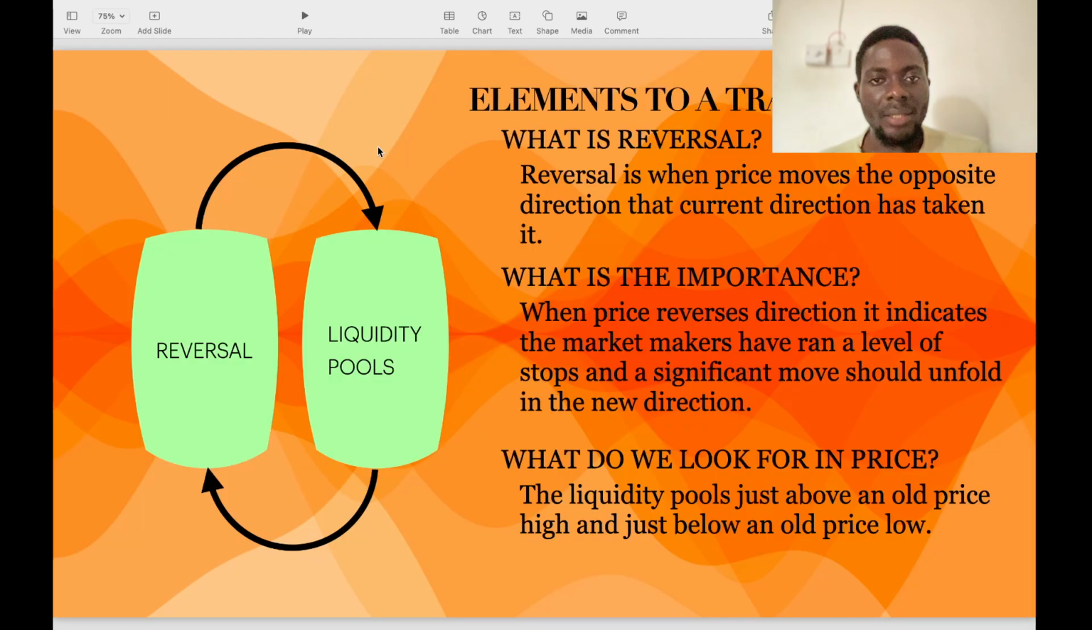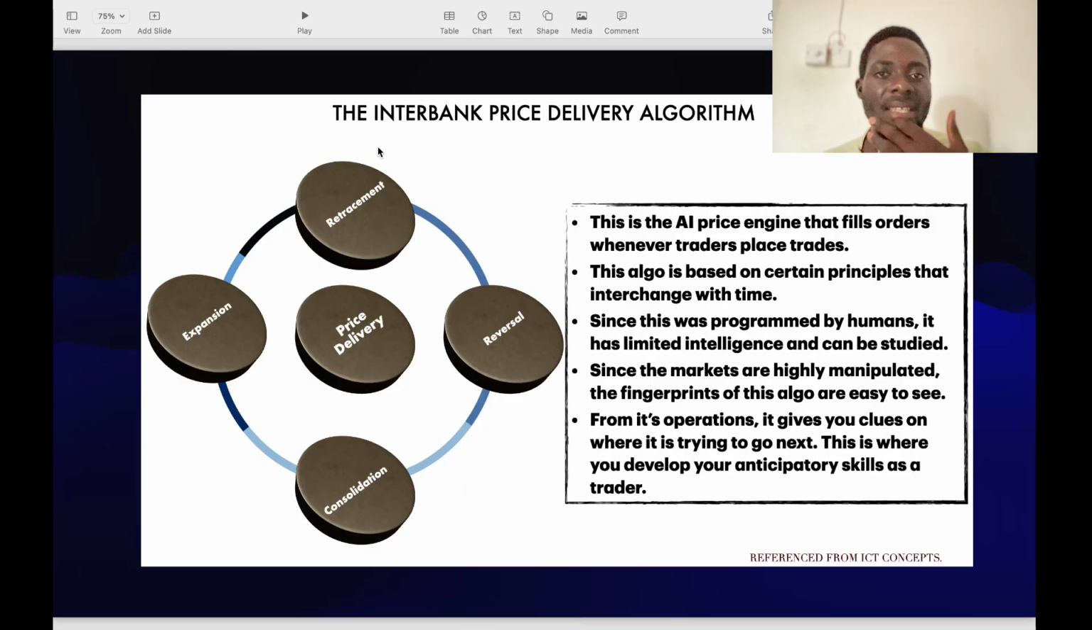So that's the interbank price delivery algorithm. I've explained everything that the interbank price delivery algorithm does. Please, when this video gets posted, go back to it. If you understand this, it's going to propel your anticipatory skills in price action. You are going to be able to anticipate prices. Okay, I've seen it do this, I'm going to take this strategy. Boom, I'm going to take this. I've explained to you in detail what it means.